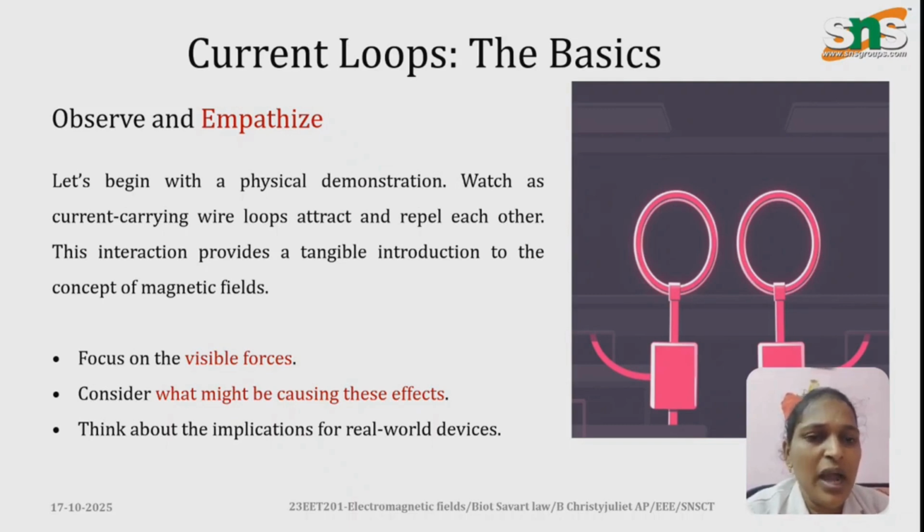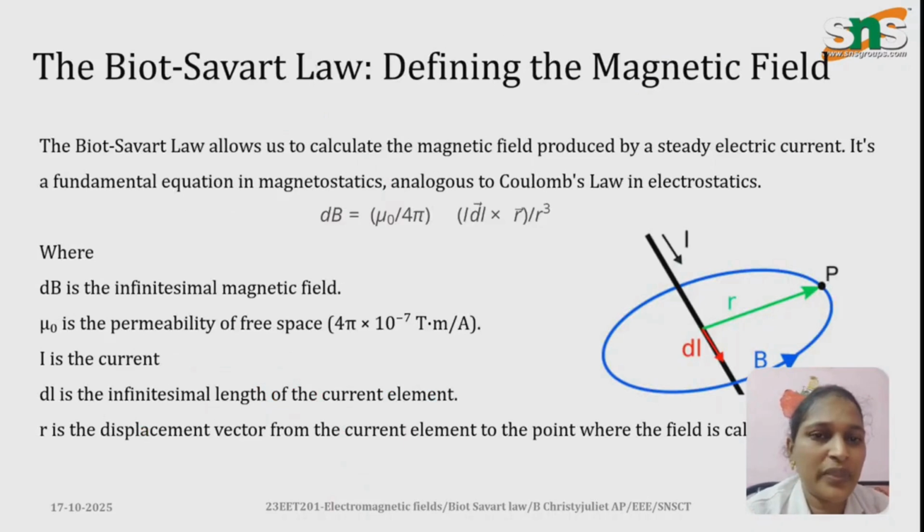But are these forces visible? Yes, because the attraction and repulsion makes the loops come closer or get repelled away. So these visible forces may be due to some effects. What might be causing these effects? Let's now think with some real world devices. Here, Biot-Savart's law allows us to calculate the magnetic field produced by a steady electric current.